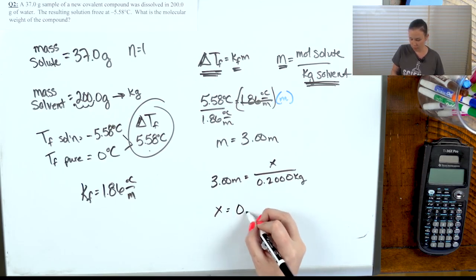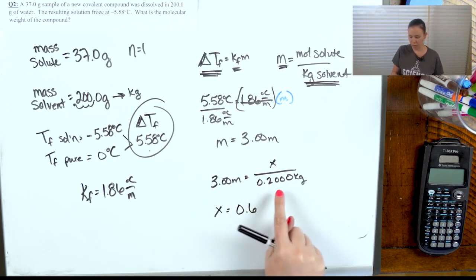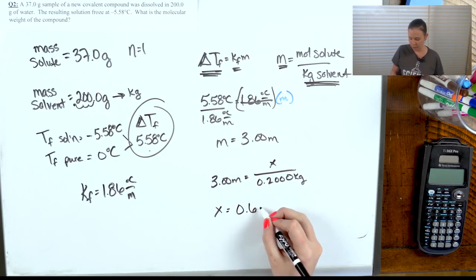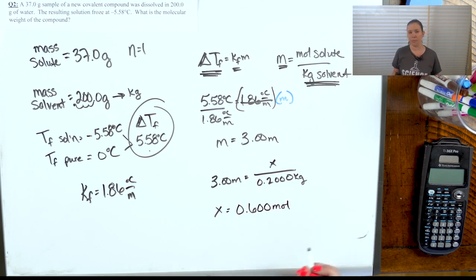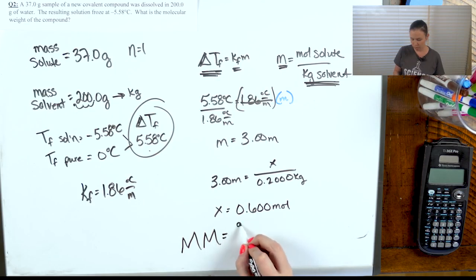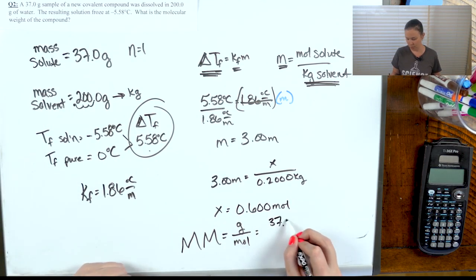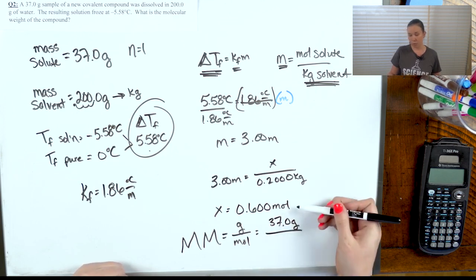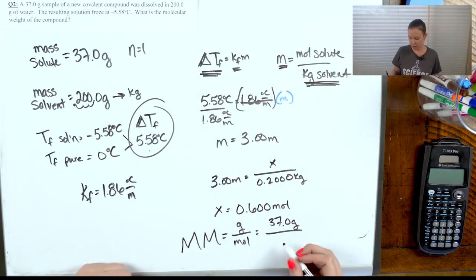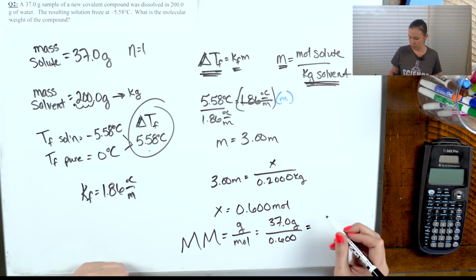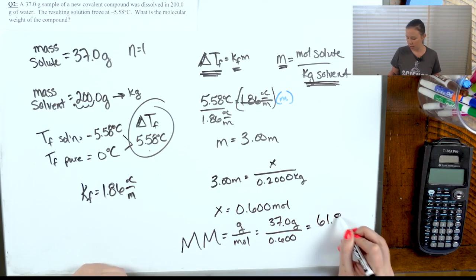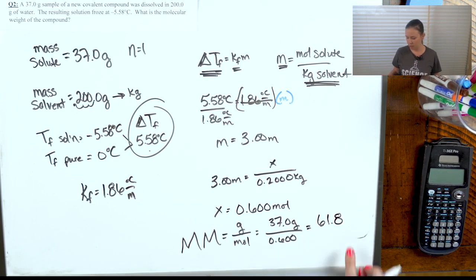So what do we get when we do this multiplication? We're going to get 0.6. We're going to keep it to 3 significant figures, so 0.600 moles. Now we're much closer to finding molar mass. Let's think again, what was molar mass? Always grams per mole. So the grams was what they gave us back in the beginning, the 37.0 grams. And I'm going to divide that by the moles that we just found from using these two formulas together, 0.600. And then I'm going to get an answer of 61.8. 3 significant figures in each, so I'm going to keep it like that.